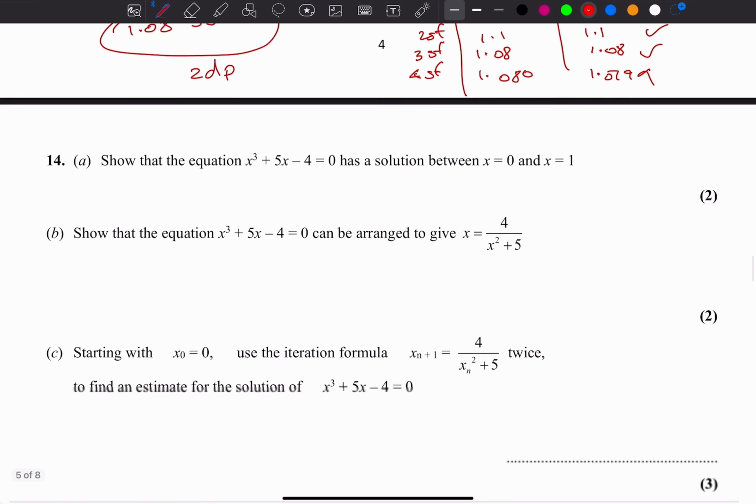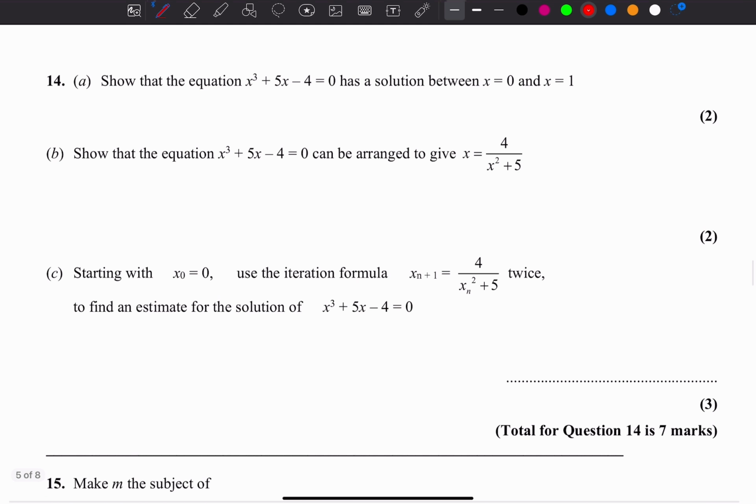Good. The next one. Show that the equation has a solution between that. When you do a question like this, make sure this is equal to 0. Yep, it is. So it's fine. Substitute it. x is 0. Let's put 0 cubed plus 5 of 0 minus 4, which will give you minus 4.